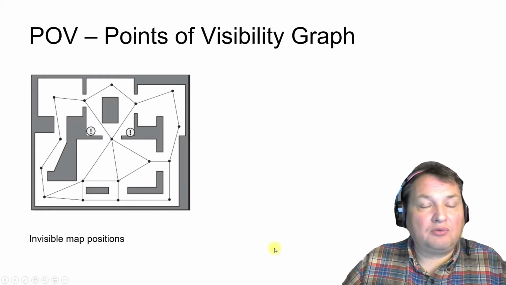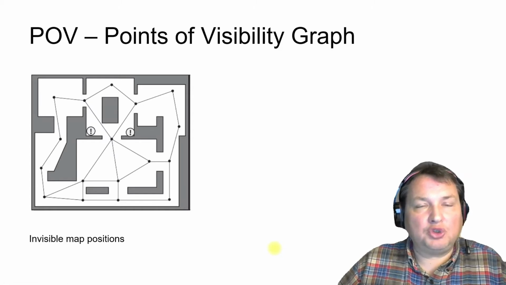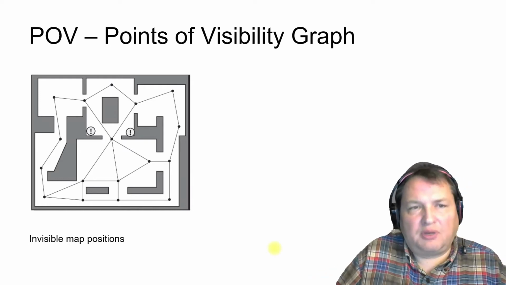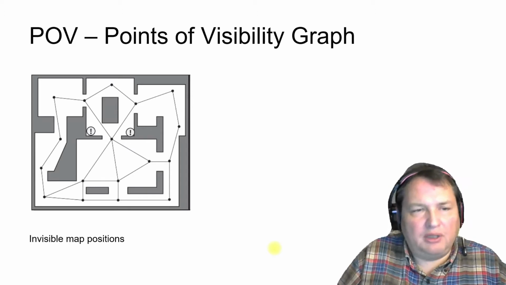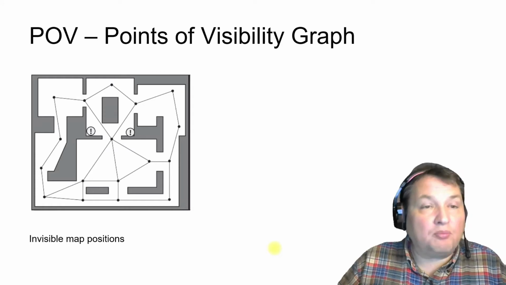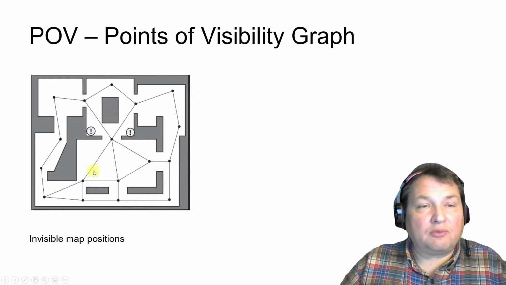Also, it is very likely that, due to human error, if the points of visibility graph is created by a programmer manually, you can make some inaccessible or invisible map positions. Here on this diagram, they are marked with these exclamation marks. There is no visual connection between these corners here and any of the nodes of the graph. Sometimes it's very tricky to locate, particularly if your layout is pretty complicated.